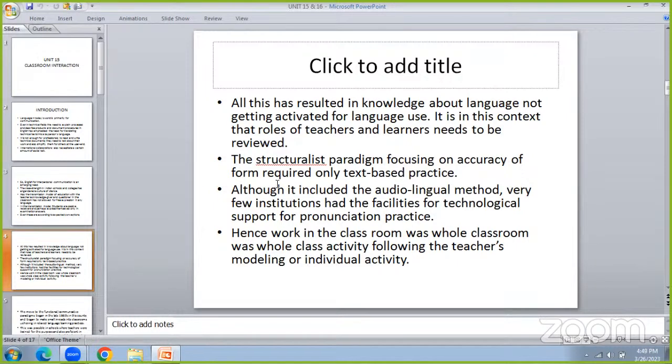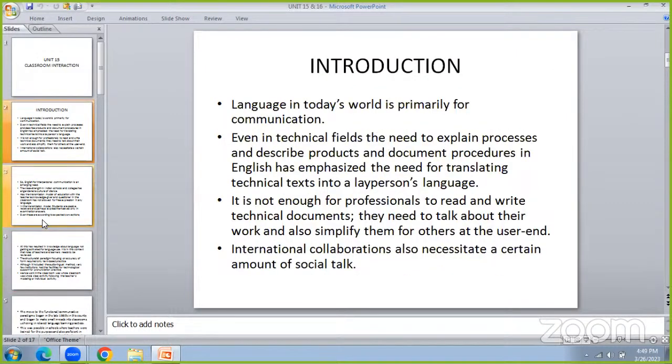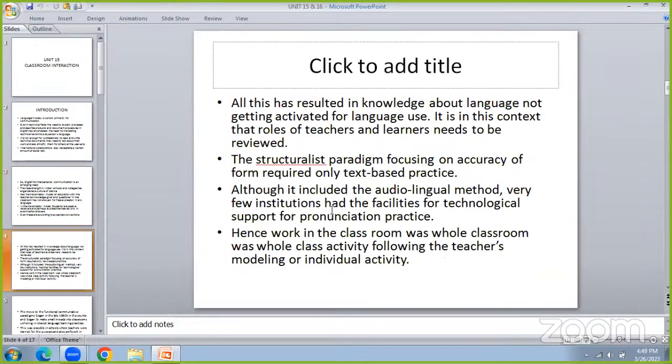on accuracy of the form, which required only text-based practice, although it included the audiolingual method, where a few institutions had to facilitate technological support for pronunciation practice. Hence, work in the classroom was full classroom activity following the teacher's modeling of individual activities. So the structuralist paradigm, what is it actually focusing on? Accuracy. The accuracy of form required only text-based practice.